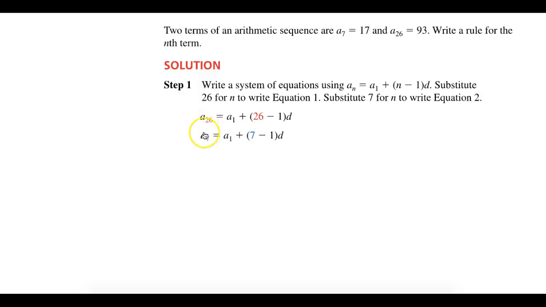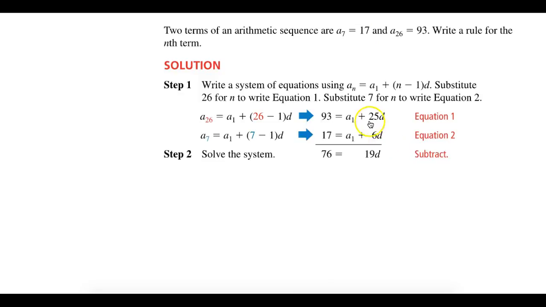Now, remember, we know what these values are. We know a26, we know a7. These are the two terms we know in our sequence. Now, it's just a system of equations. And remember, system just means more than one equation with two or more variables. So now let's substitute what we know. We'll put 93 for our 26th term and 17 for our 7th term. Now we've just got two equations with two variables.